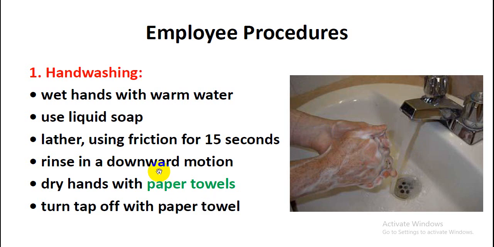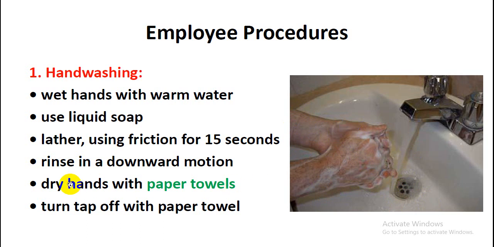Then after that, rinse in a downward motion. This means from here to here, and this is important. Most people just wash their hands here, and some of the droplets of water accumulate here. We have to rinse from here downward and eliminate all the soap and water.